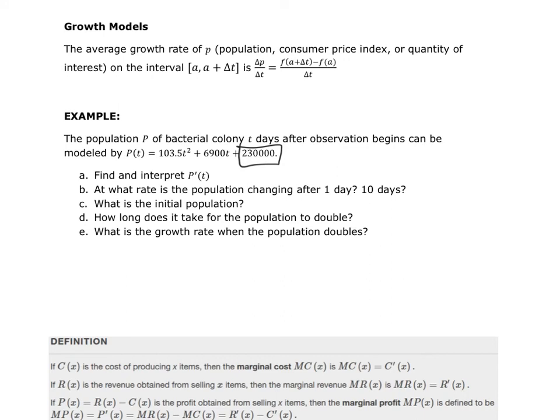How long does it take to double? What do I do to do that one? You just set the equation equal to the constant times 2. So I just set the original equation equal to the original population times 2. And what is the growth rate when the population doubles? Do you have your double population solve for t? After I figure out the time it takes to double, I just put that back into my first derivative, and that's going to tell me.